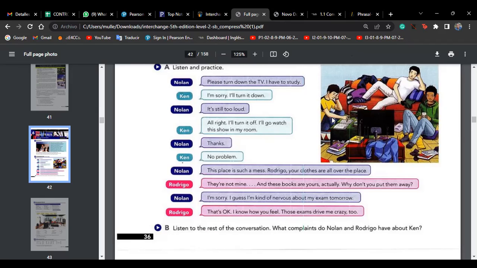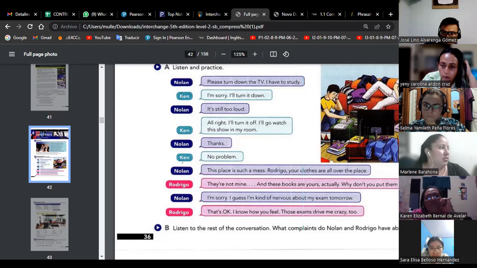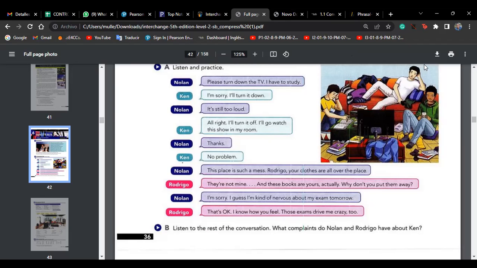Thanks. No problem. This place is such a mess. Rodrigo, your clothes are all over the place. They are not mine, and these books are yours. Actually, why don't you put them away? Put them away? What is the meaning of put them away? Ponlo en su lugar. Put it away. I would say... Recogerlo.